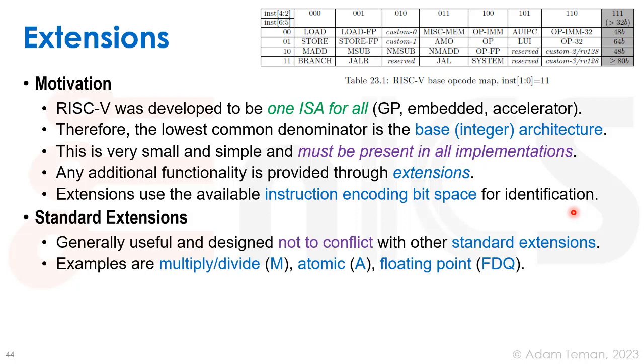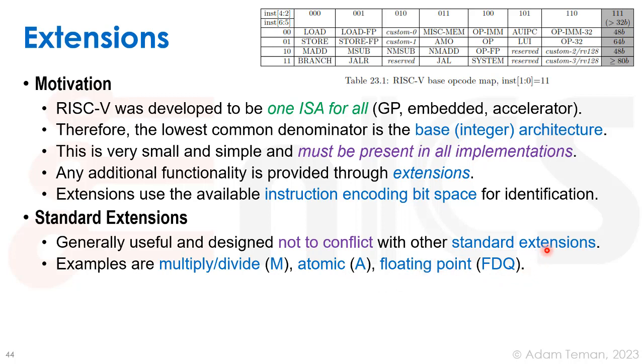Out of that, we have what are called the standard extensions. And they're generally very useful extensions, such as we saw before, like multiply and divide, or atomic instructions, which we'll be discussing later on in the course, or floating point instructions like the F, D, and Q extensions. And these are very commonly implemented. So, the committee sits together and decides on standardizing these extensions, and they're made in a way that they don't conflict with each other. So you can do an M, A, F, D, Q, and they will all be able to work together.